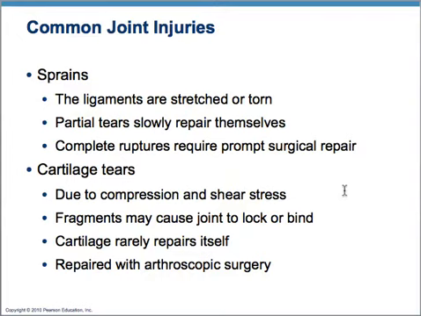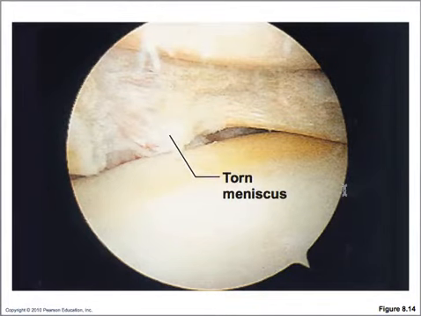Cartilage rarely repairs itself. Why? Because it's lacking blood vessels, we remember. And it's usually repaired through arthroscopic surgery. Again, that's when they go in with just a few incisions with a camera and a razor, whatever they may be using to do the surgery, and it's all minimally invasive. Here's an example of a torn meniscus. We see that tear.